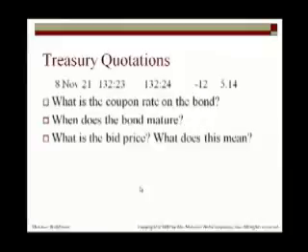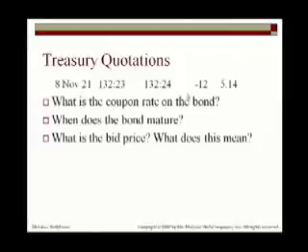Now, there's a bid price and there's an ask price. And the bid price will always be lower. So if you look at 132.23 and 132.24, the bid is obviously 132.23. Now what does that mean? That means 132 and 23/32% of the face value. So if the face value is $1,000, you would take 132 plus 23/32% of 1,000.